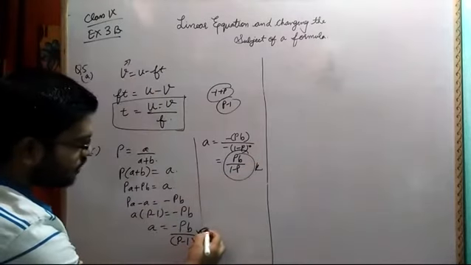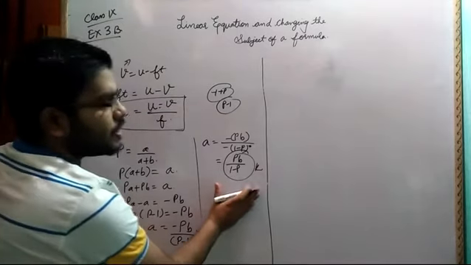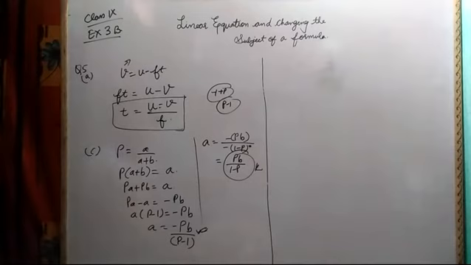Now if you want, you can leave the answer up to here also, there is no problem. But as per our book, we have to give our answers in this way. Both the answers are correct. Now question number 6 B we will see.